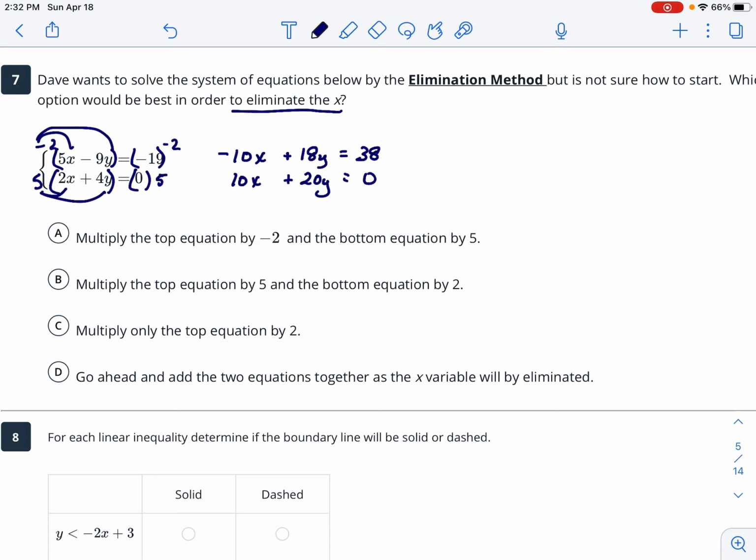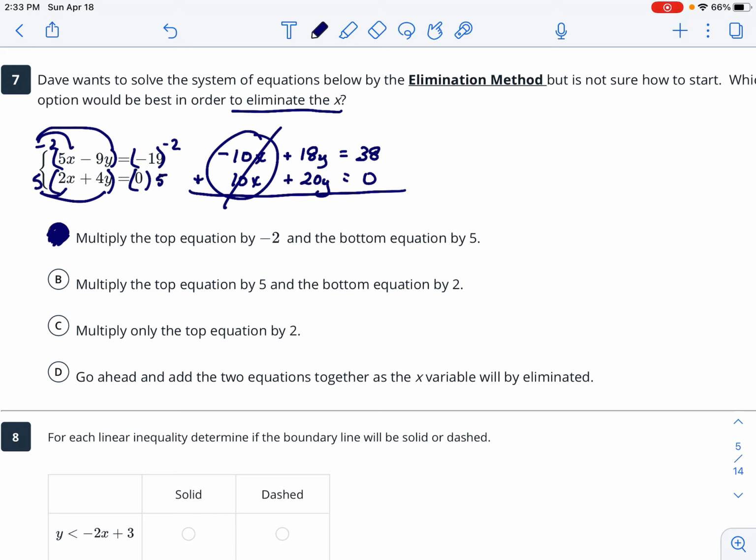So I want to know, is that the correct answer? Does that eliminate the x? And if you add right now, we have additive inverses. Those would in fact eliminate. You can finish solving this, and I don't care what the solution is, but that actually worked.